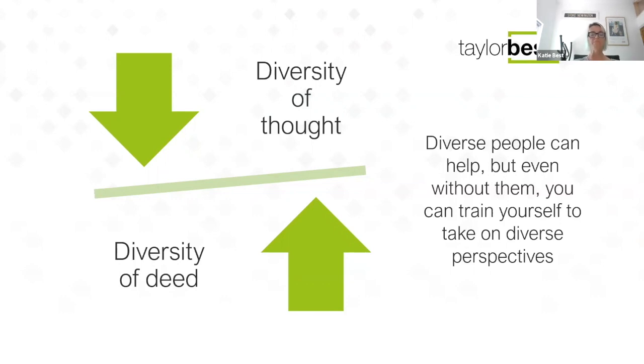So diverse people can definitely help with this. Having people from a wide range of backgrounds and different demographics makes it more likely that you have to do less programming of thought, because people will come to the school with varying perspectives. But even without a diverse group of people working in your leadership team, you can still train yourself to take on diverse perspectives. There are very particular things that can really, really help in this regard.